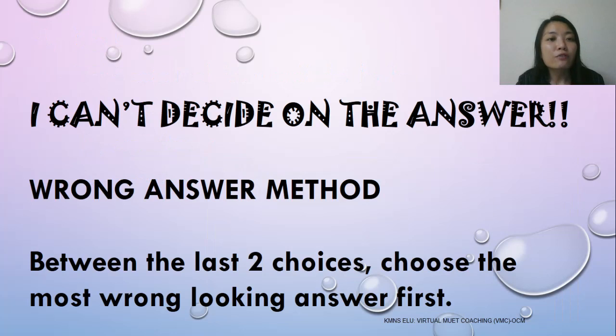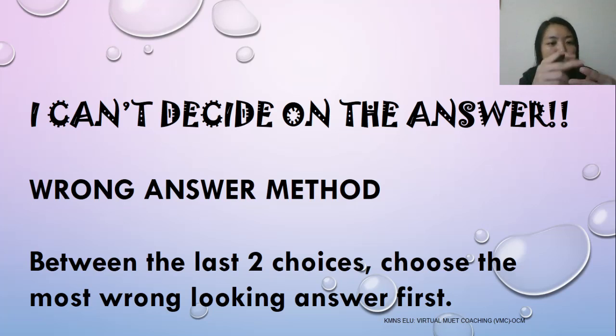And final tip: what happens if you cannot decide on the answer? Like what I mentioned and shared with you earlier, you use this thing called the wrong answer method. Between the two options that you have in front of you, you choose the most wrong-looking answer first. That is the wrong one, because it's always easier for us to point out something that is wrong than to point out something that is right, isn't it? It's always easier to find mistakes with your friends than to find what is good with your friends. It's always like that, the human eye.